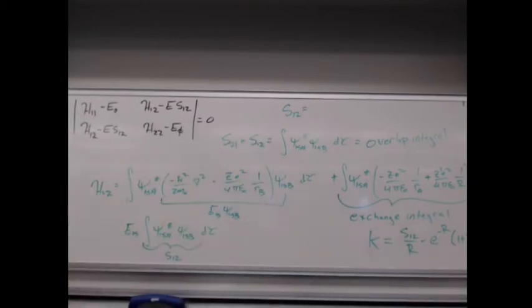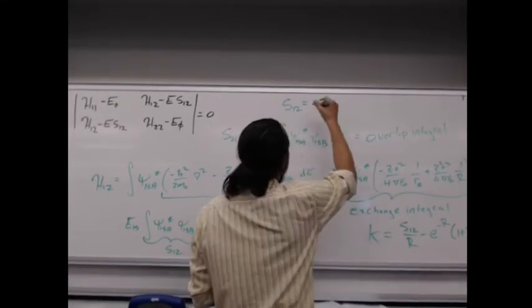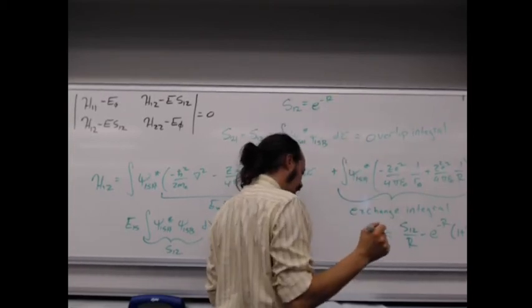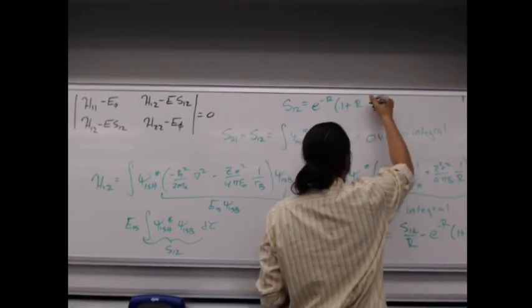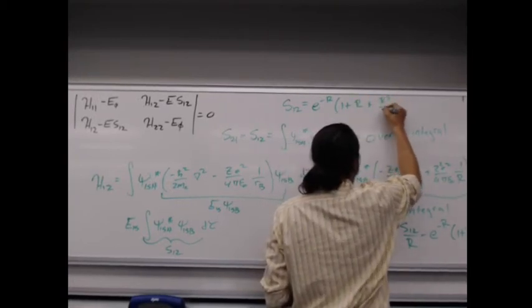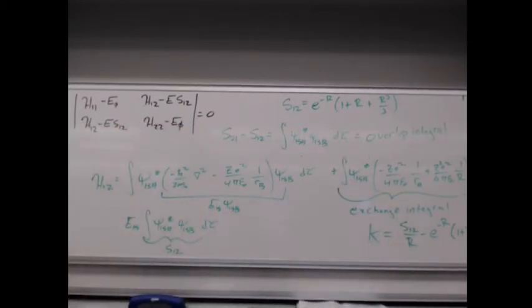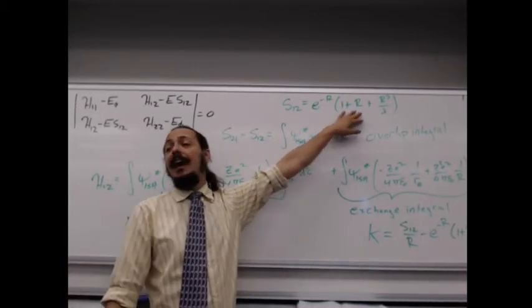S12, again, has its answer in terms of just the internuclear distance. E to the minus R, 1 plus R plus R cubed over 3. How do we get that? You do a couple substitutions, you do a U substitution, use the law of cosine. It's a little bit burly. And again, I'm not often going to ask you to understand how to do all of that.